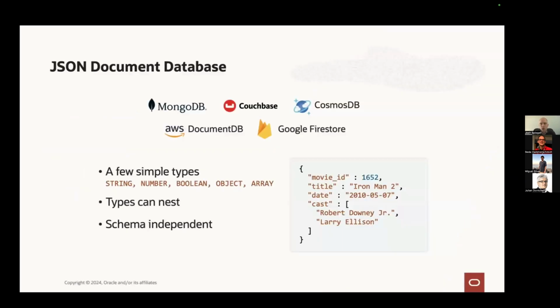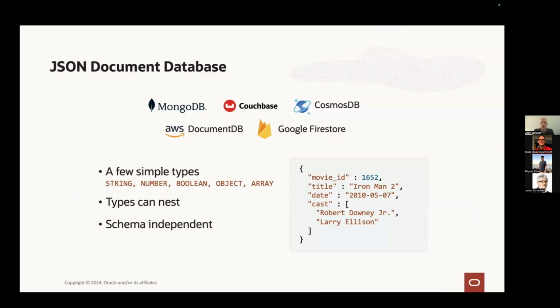So a document store is a type of NoSQL database. In fact, it's the most popular type of NoSQL database. And one very notable example in this category is MongoDB. These databases in this category store JSON or something like it.